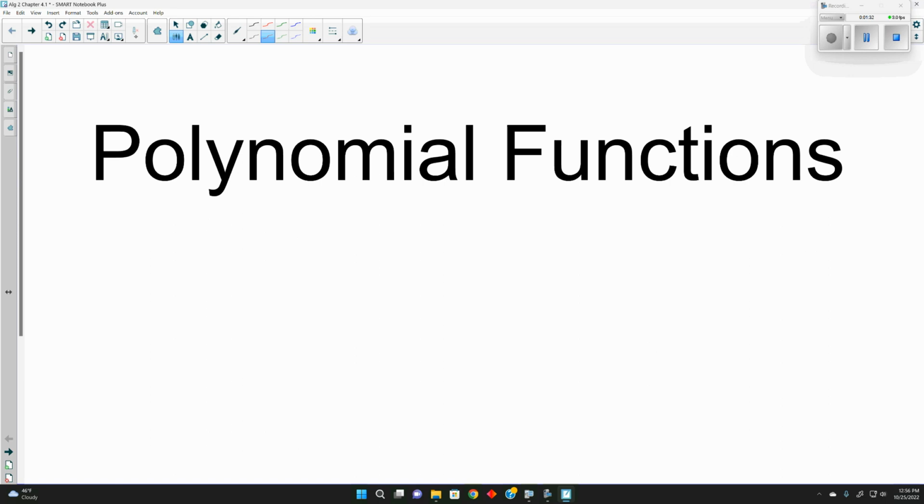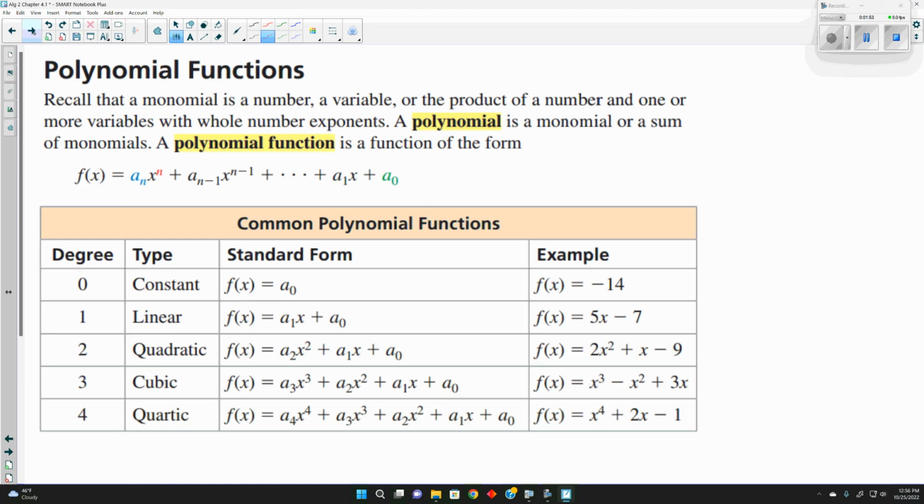So there's that. Now, chapter 4 is polynomial functions. What we've been talking about, quadratics, are considered a polynomial function. Linear functions, talking about equation of a line, are polynomial functions. So we're going to be talking about this here, really anything of a polynomial function.